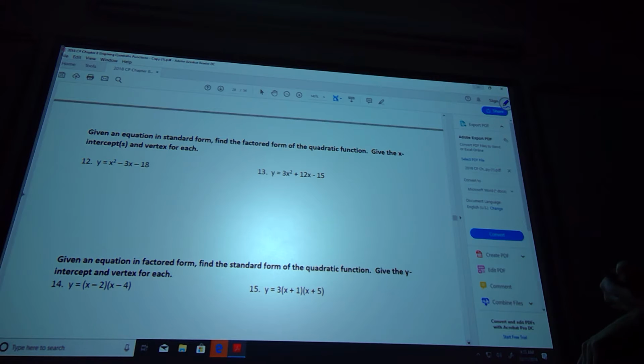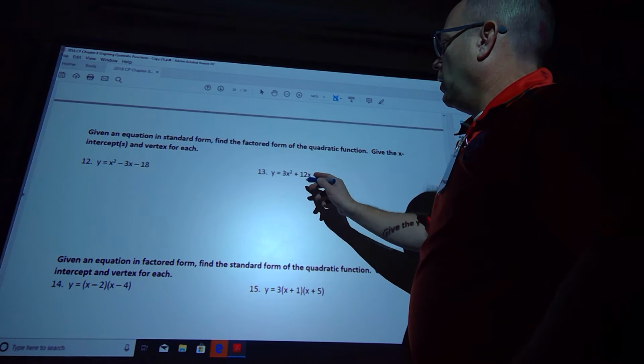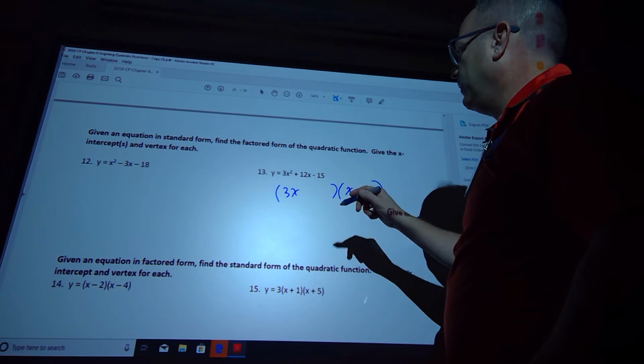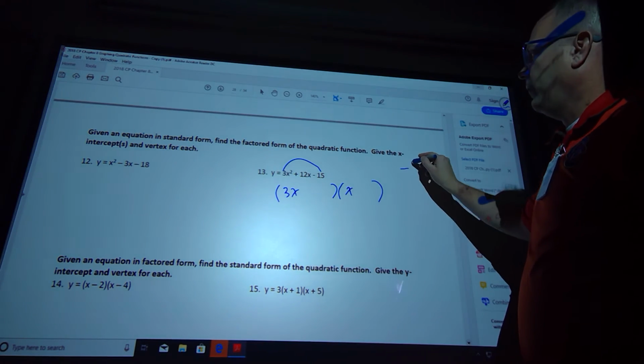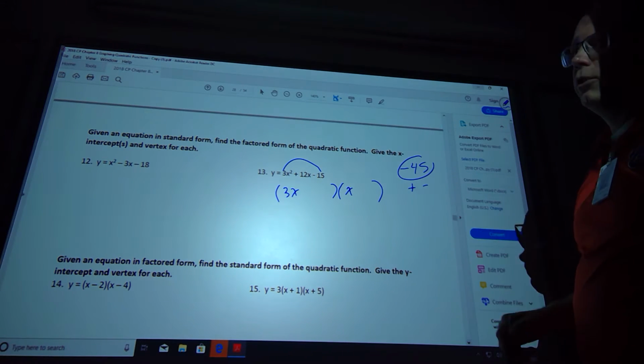Okay, we're in standard form. Find the factored form of the quadratic, and give the x-intercept. So we want to start factoring this. Okay, so I'm going to put 3x and I'm going to put x. And then we have to think, okay, this is the grouping method. So I want the factors of negative 45 that add to 12. So you know I have alternating signs.